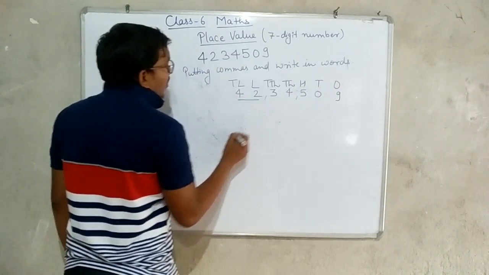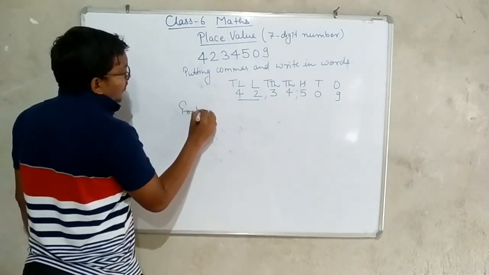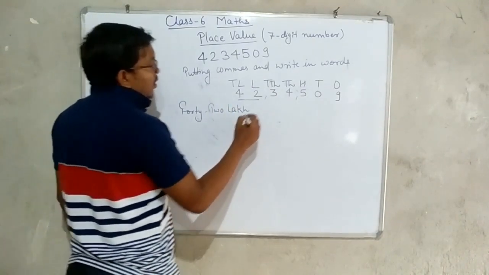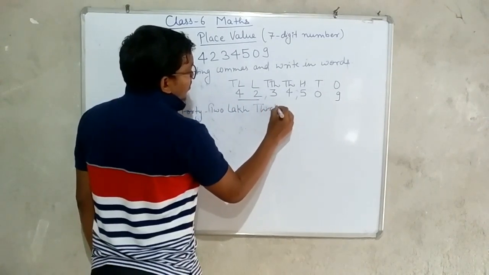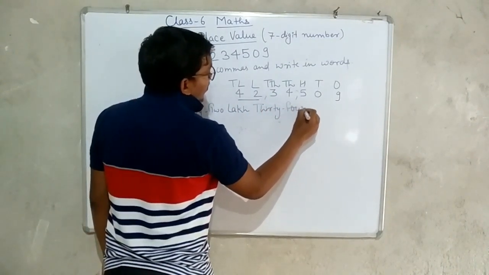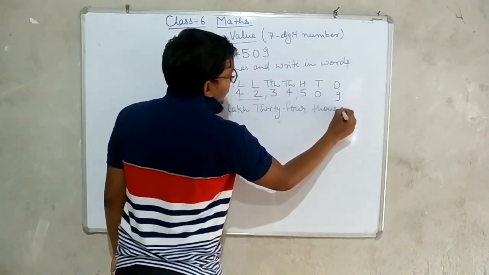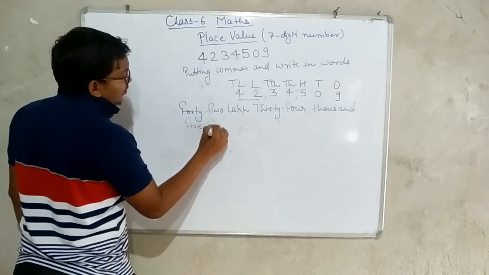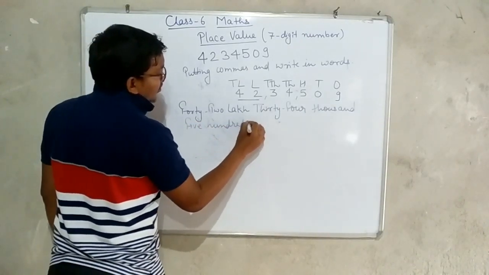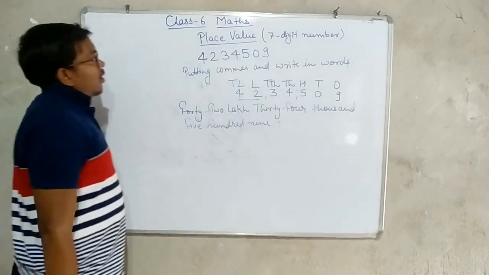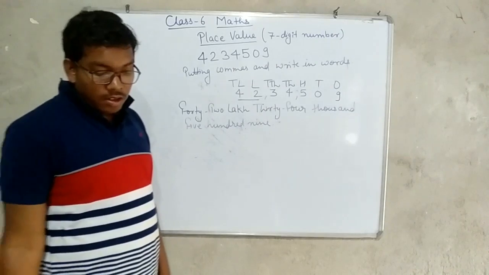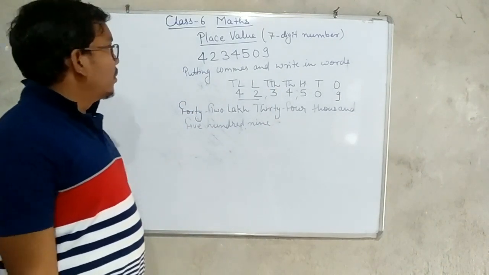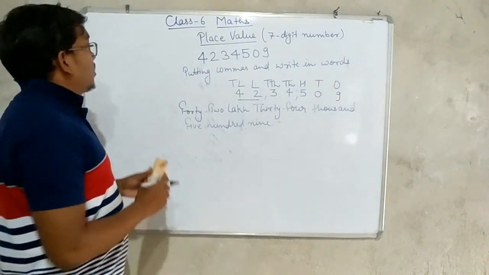So it's 42 lakh 34,000 509. So this is an example of our question number 1. In question number 1 also we have to put commas and write the given number in words. Now next question.